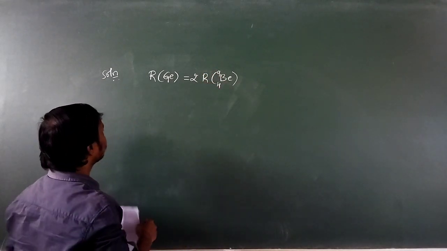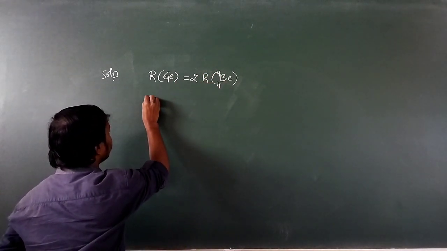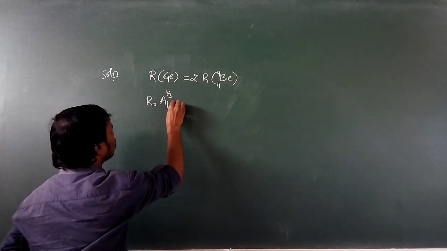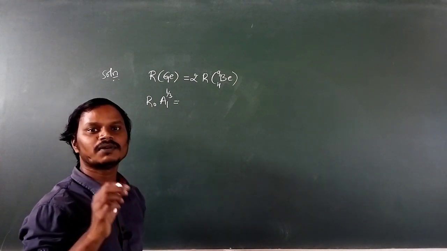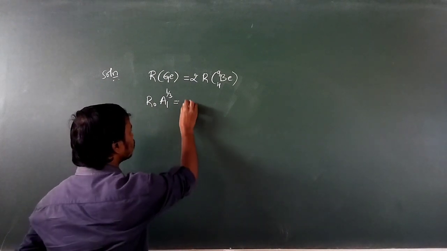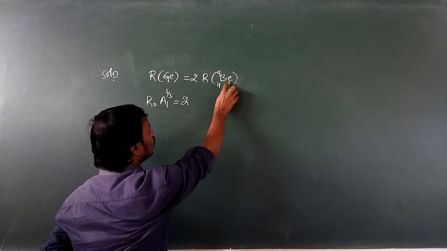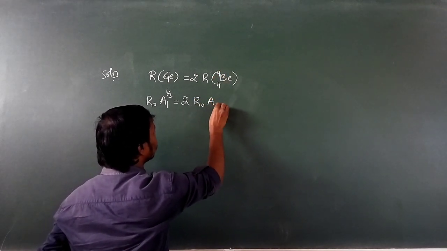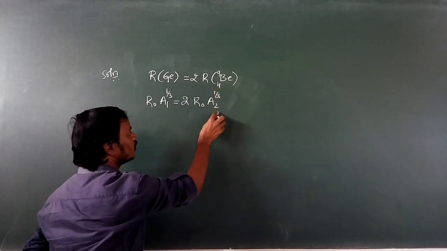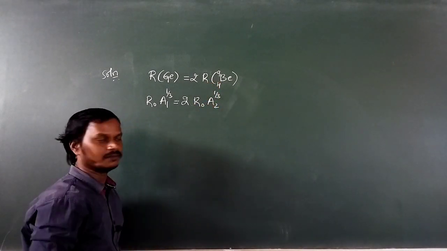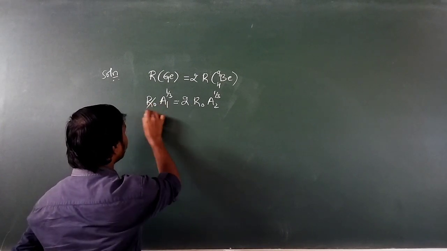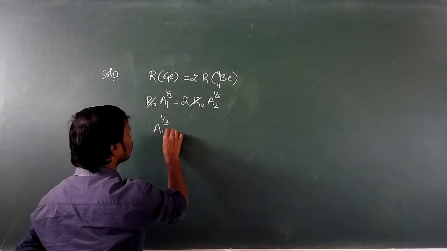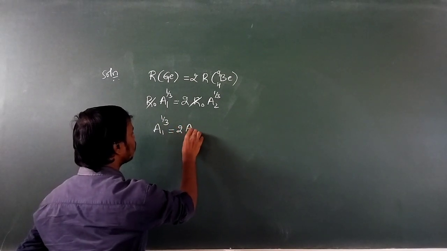Now let us substitute the values. The radius of germanium can be written as R0 into A1 raised to 1 by 3, where A1 is the mass number of germanium. Then 2 into the radius of beryllium 9-4, which can be written as R0 into A2 raised to 1 by 3, where A2 is the mass number of beryllium. Now R0 gets cancelled. Then A1 raised to 1 by 3 is equal to 2 into A2 raised to 1 by 3.